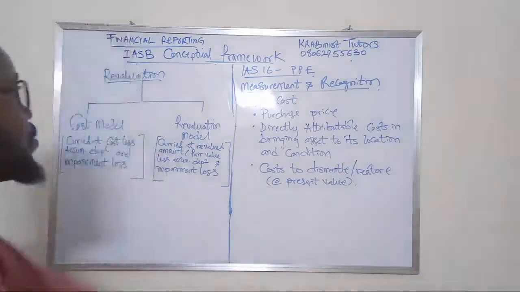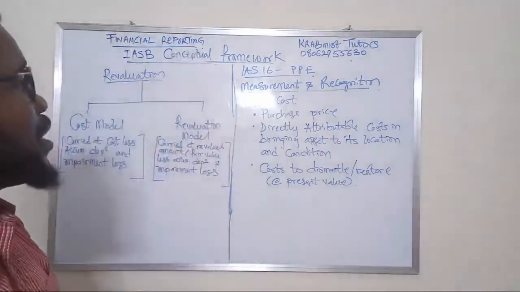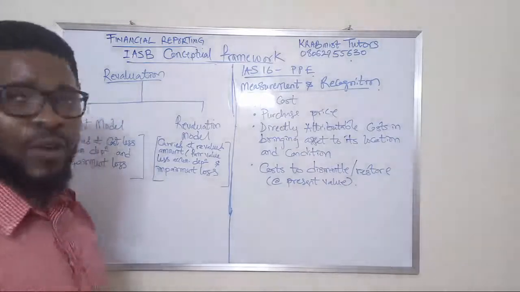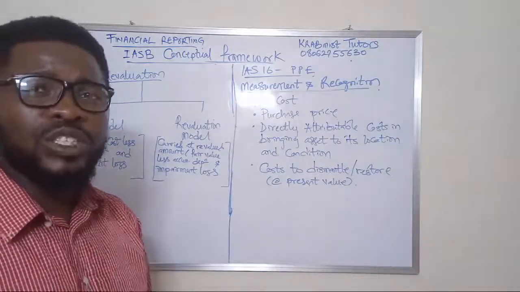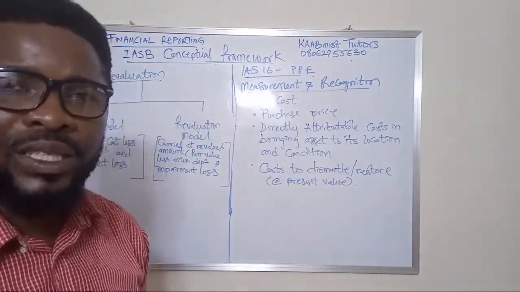Okay, let's go. IAS 16 PPE. There were 4 of them, which normally come up under the non-current assets.